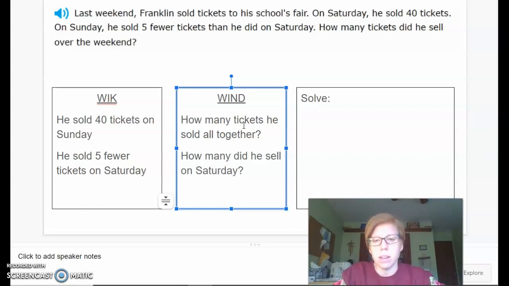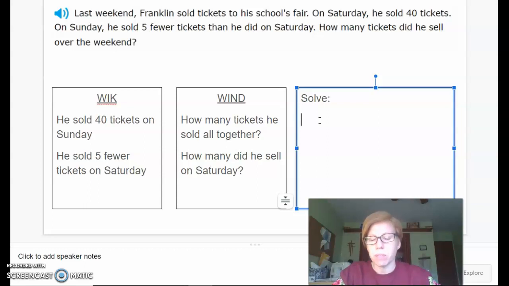How many did he sell on Saturday? Because that will give us the missing piece of information, because this word problem consists of Saturday and Sunday, those two together. So to solve this word problem, we know that Saturday's tickets is 5 fewer than Sunday. Well, 40 take away 5 equals what? 35. So 35 tickets were from Saturday.